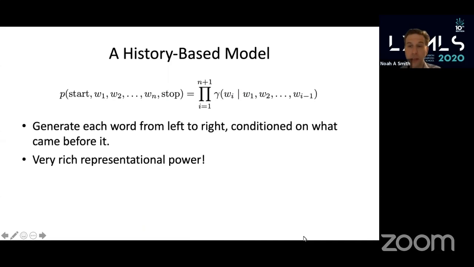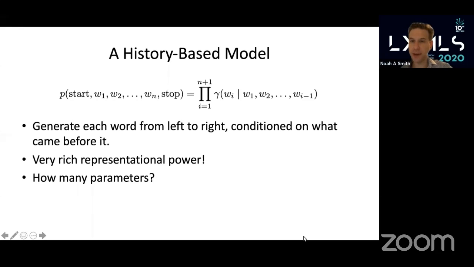This is a very rich model. In fact, it can represent any distribution over the sequences because we haven't made any independence assumptions about the words. Every word depends on all the words that came to its left.